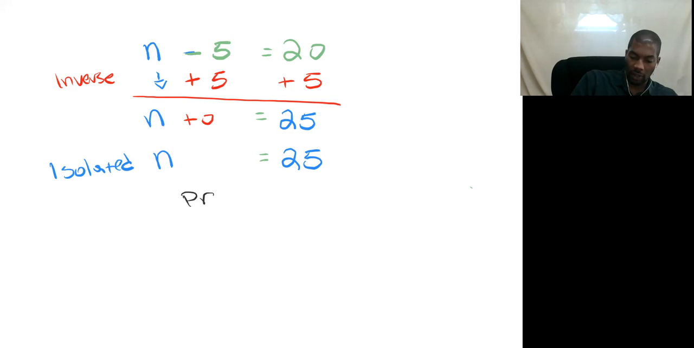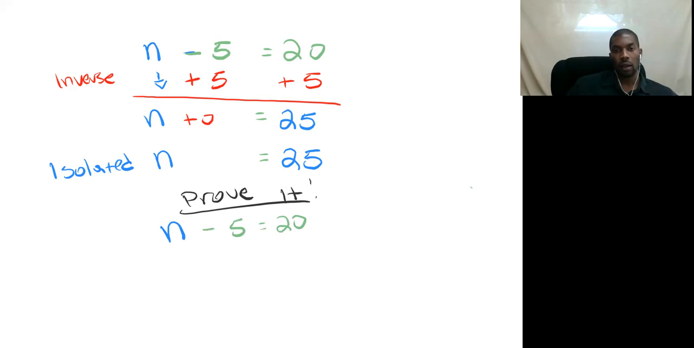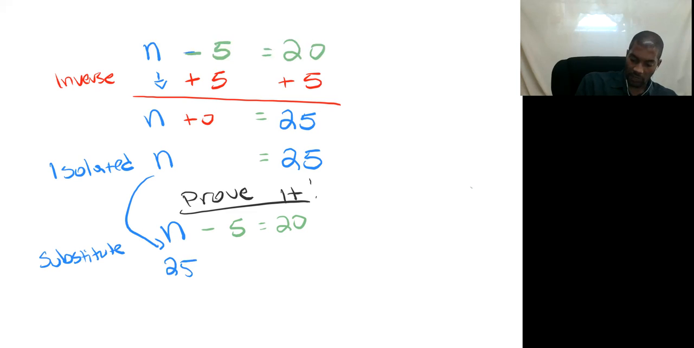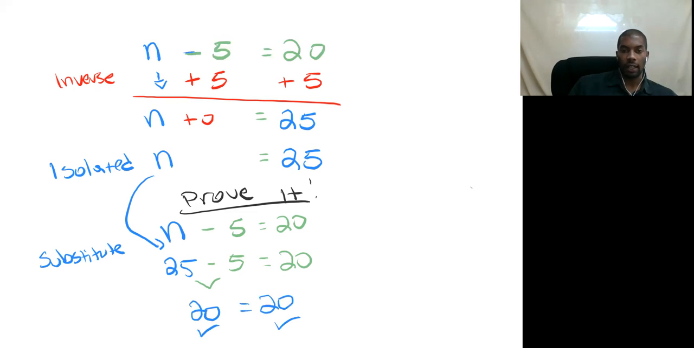Very simple process of rewriting the original equation, which is n minus 5 is equal to 20. Replace the n with what we said it was going to be, which is called substitution. And we said n is 25, so 25 minus 5 equals 20. Is that true? Well, take away 5 from 25, yep, and that returns you to 20. Does 20 equal 20? Yes, it does. And there you have it.